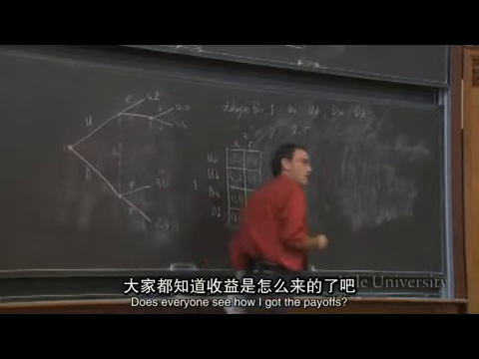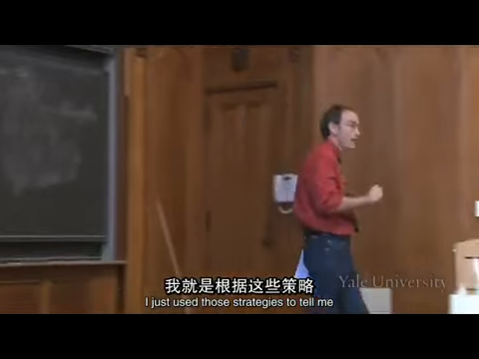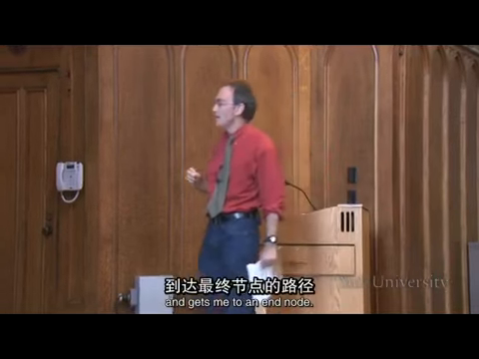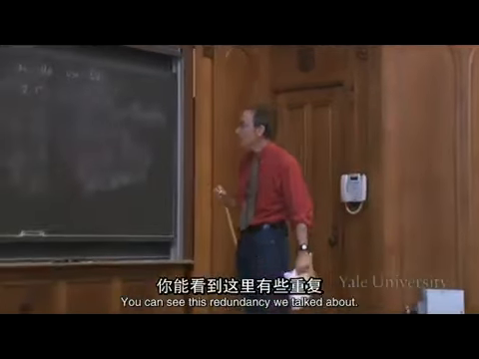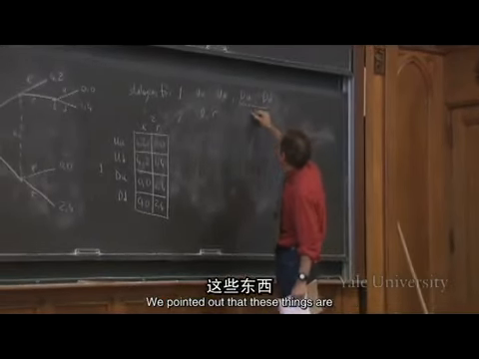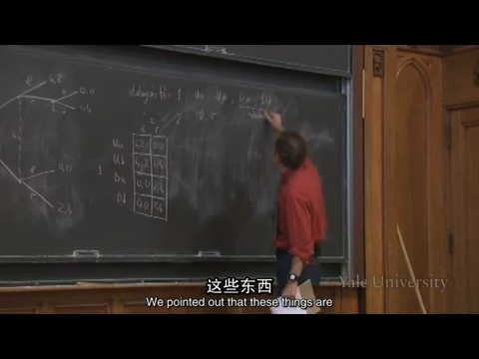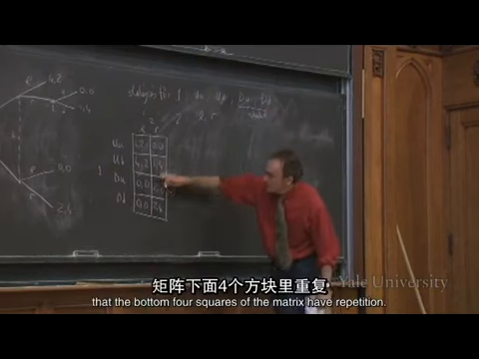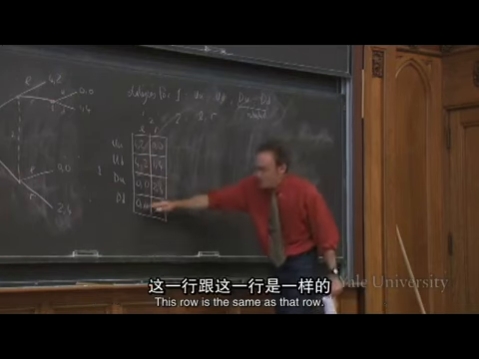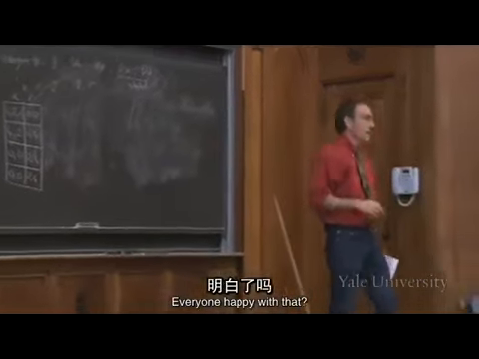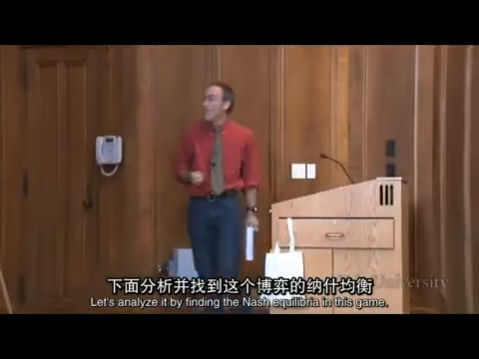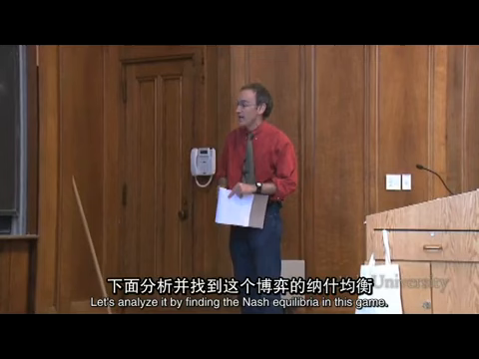All right, does everyone see how I got the payoffs? I just used those strategies to tell me which way I'm going through the tree. If I combine them, it gives me an entire path and gets me to an end node. All right, and you can see this redundancy we talked about. We pointed out that these things are kind of the same thing, and you can see in the matrix that the bottom 4 squares of the matrix have repetition. This row is the same as that row. All right, everyone happy with that? Okay, we have a matrix. Let's analyze it by finding the Nash equilibria in this game.